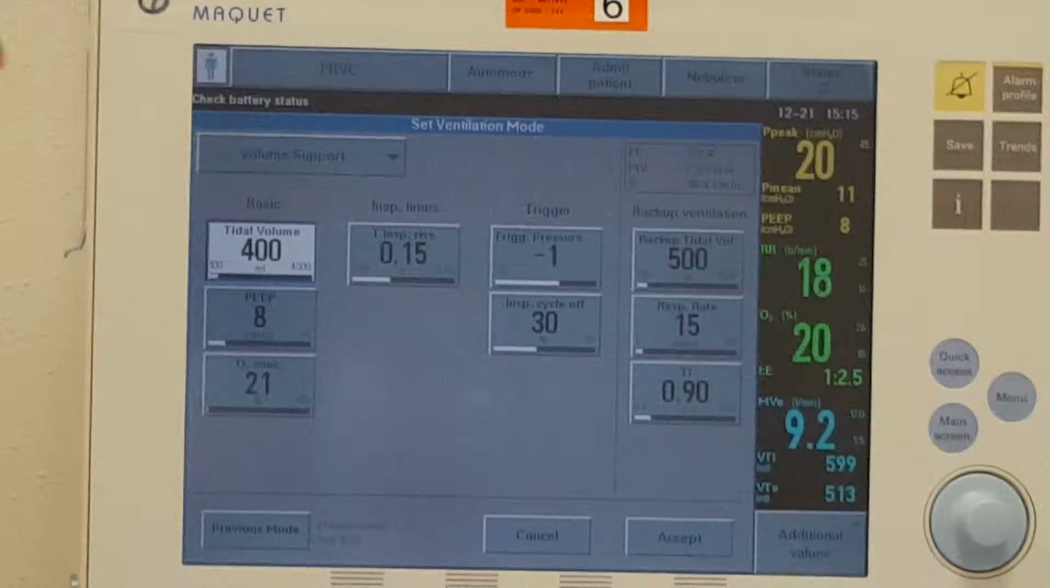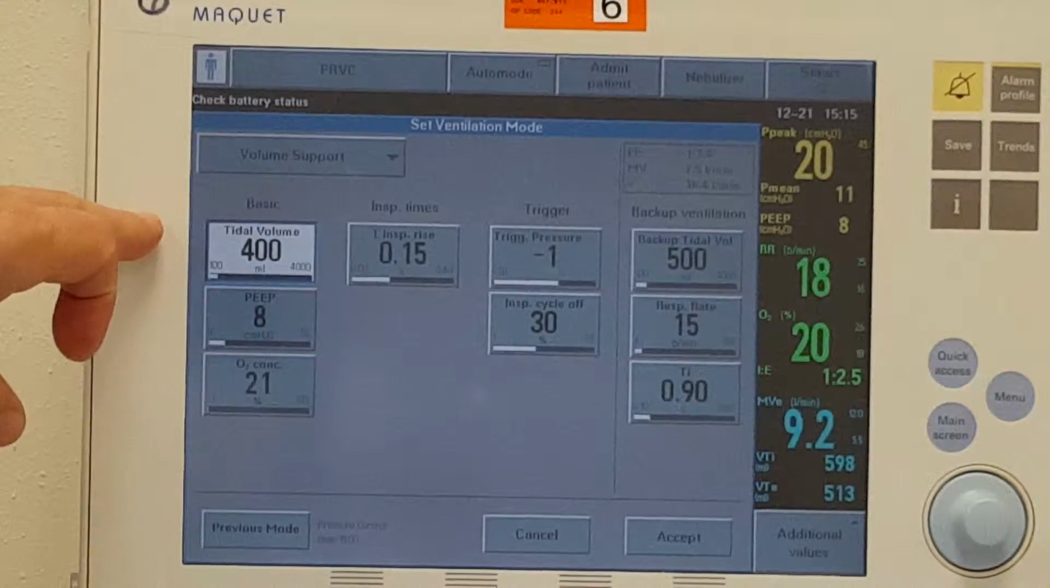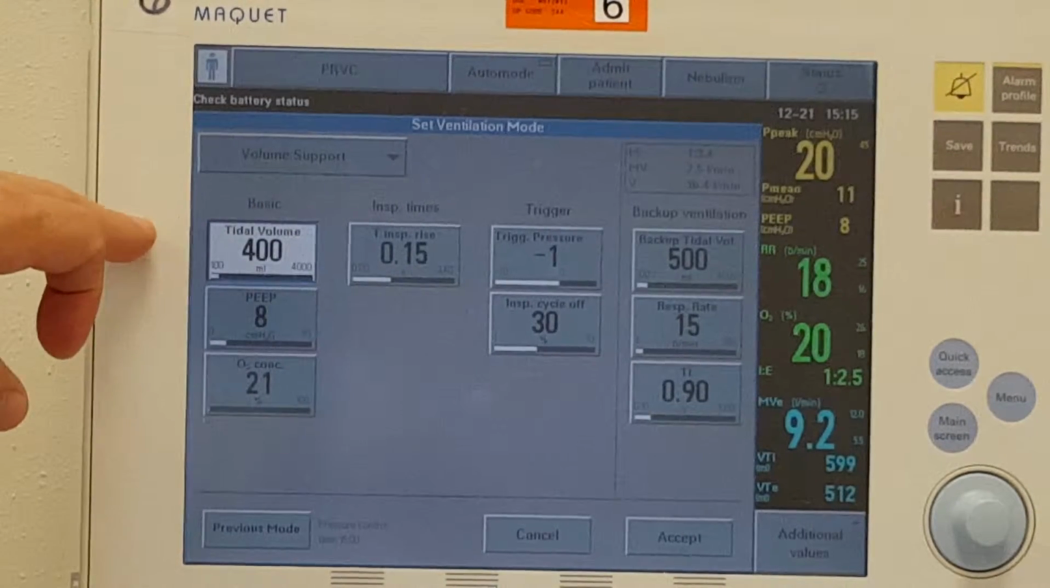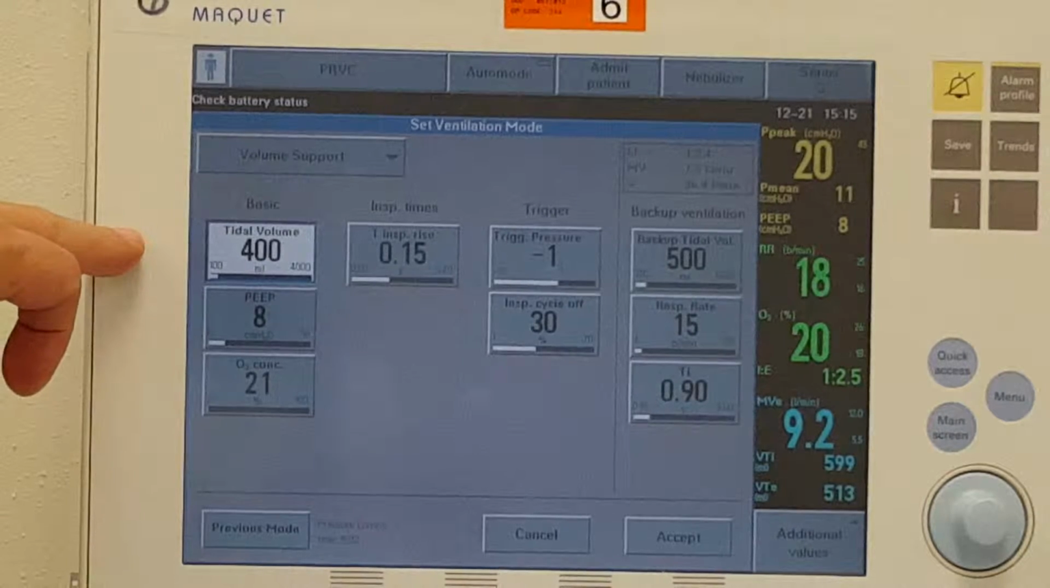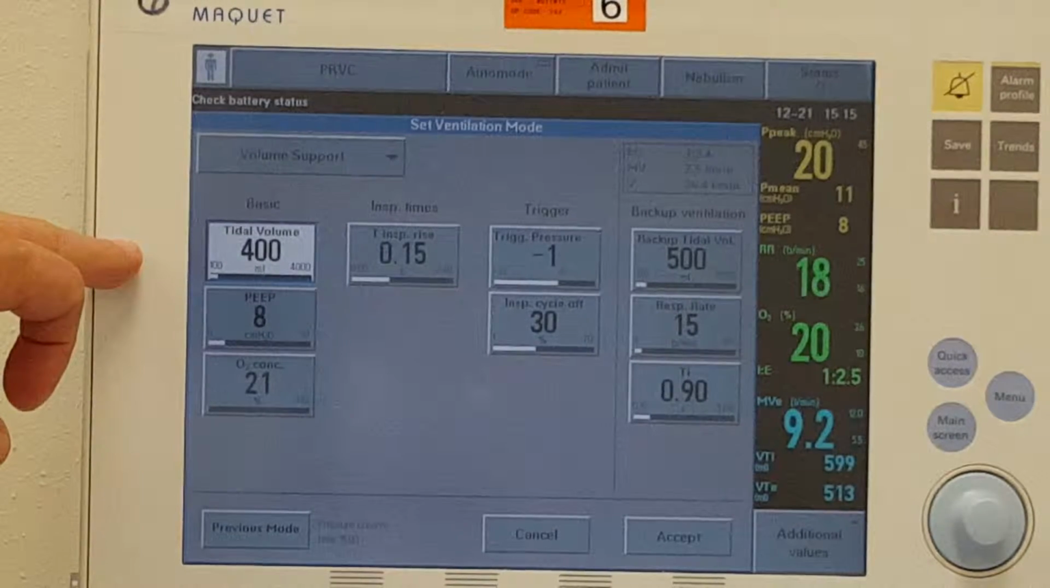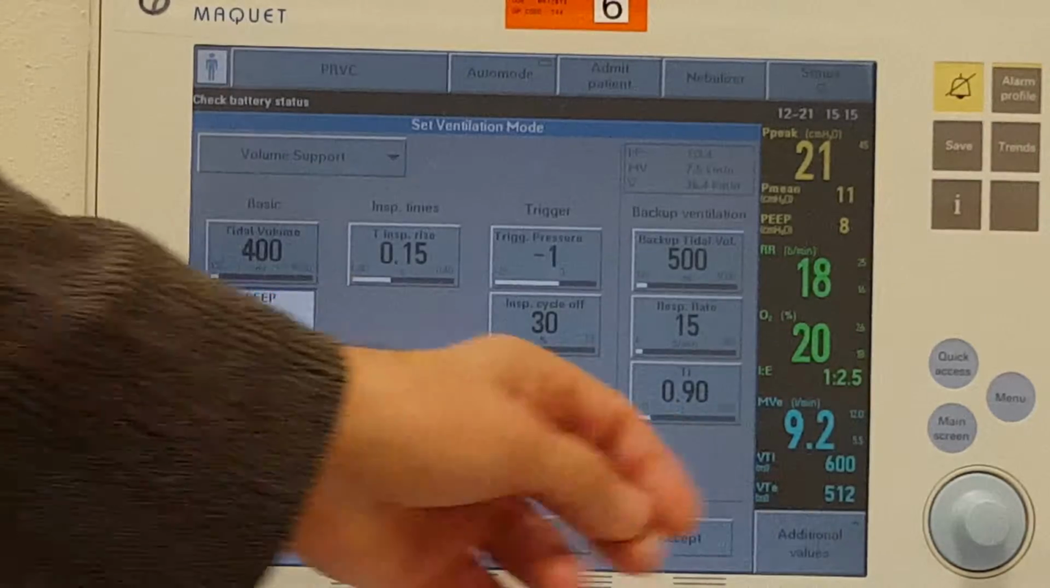So our first thing in volume support is to reduce this volume target on another dual control mode. So we're going to be in pressure support, but with a volume target. You can see that I've dropped that to 400, PEEP of 5.